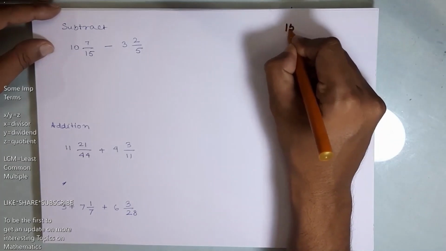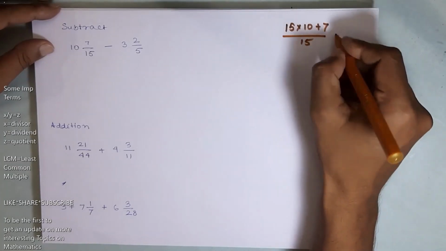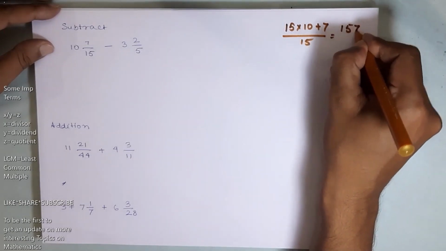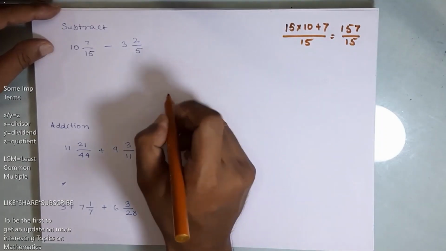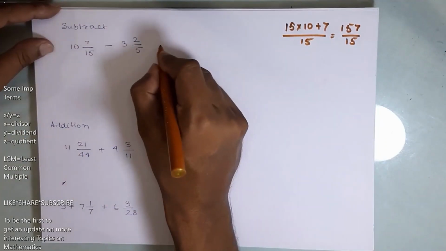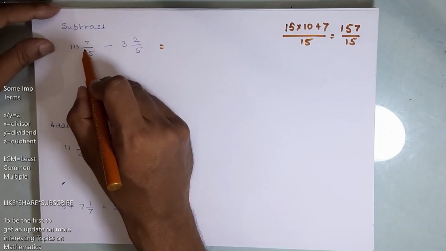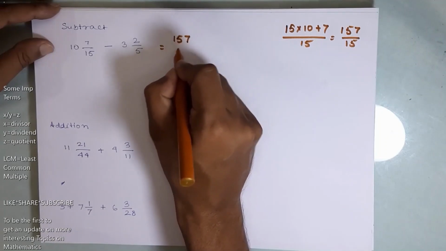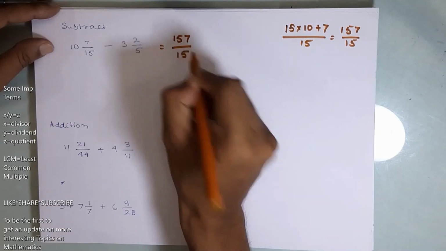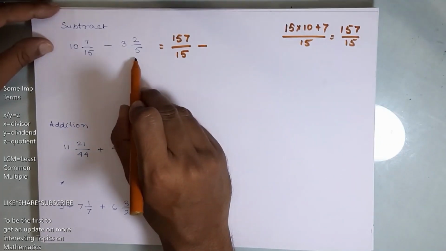So 15 into 10 plus 7 by 15, so it will be 150 plus 7, which is 157. You can check that in your rough copy and you will see exactly this is the result. So the conversion value from this mixed fraction to improper fraction is 157 by 15.